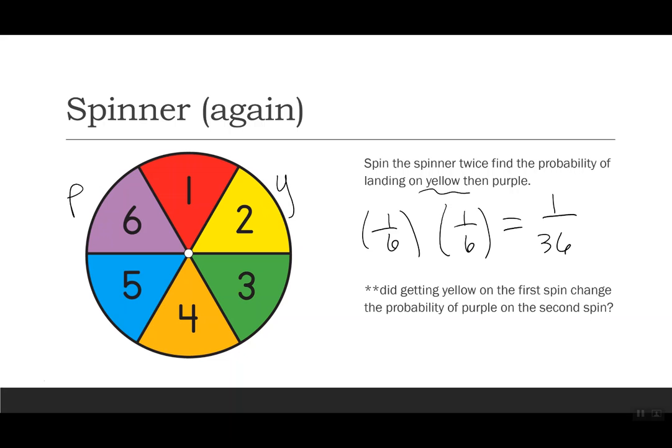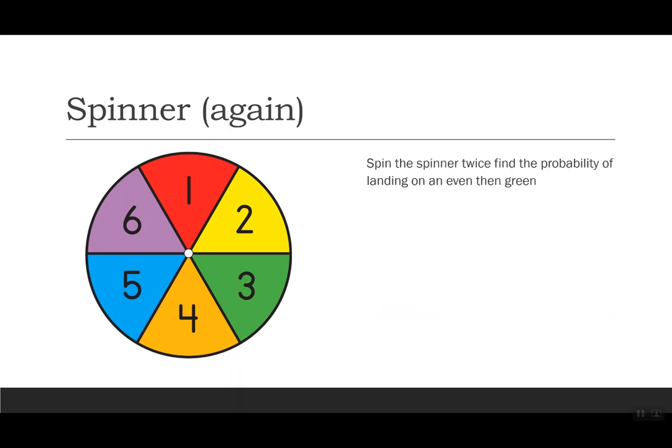And the question we should have is, did getting yellow on the first spin change the probability of purple on the second? And the answer is no. It didn't matter what we got on the first spin. The 2 events are independent. The probability of getting purple had nothing to do with getting yellow. So that's what we mean by independent, that there's no effect of the 2 events.